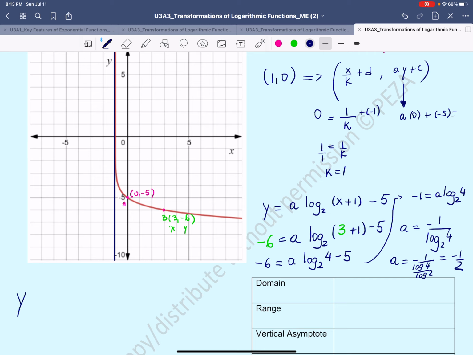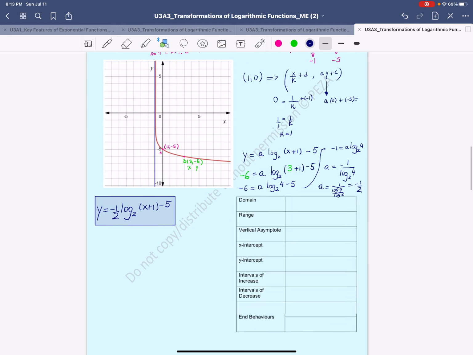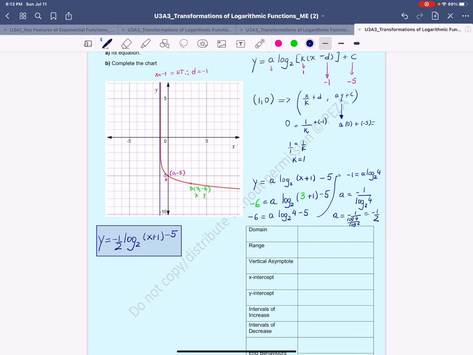So we have y equals -1 over 2 log with base 2 of x plus 1 minus 5. That would be the equation of this particular function. Now let's take a look at the features that we need to describe in here. I'm going to say domain is any real number x, x bigger than -1, range is any real number y, vertical asymptote is at -1.